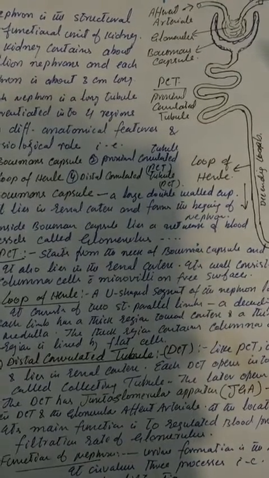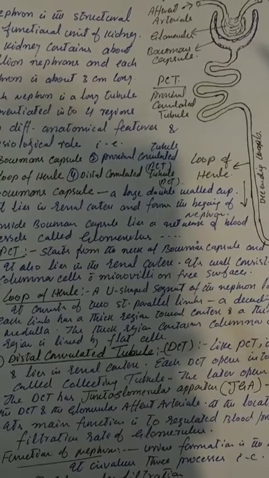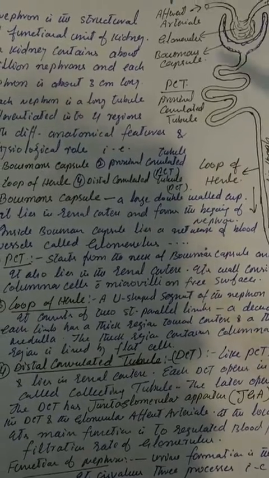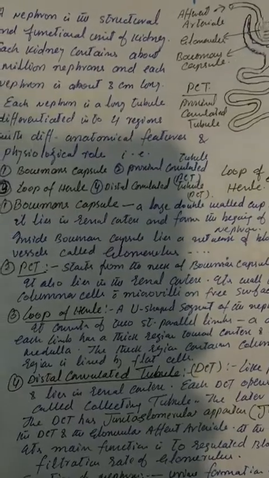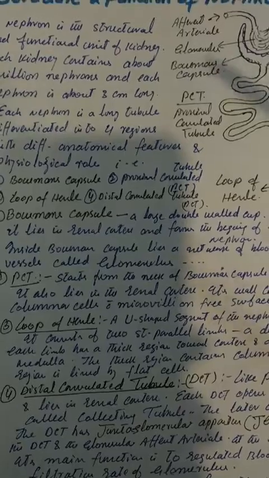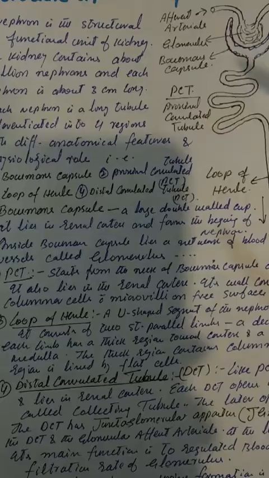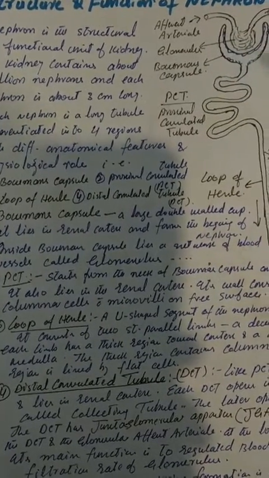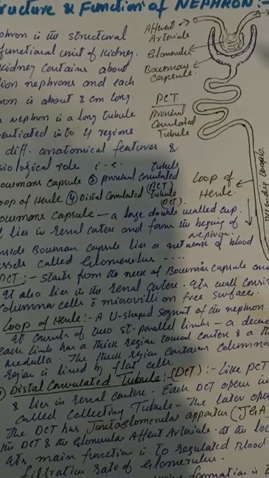My today's topic is related to the excretory system. And today we will discuss the structure and function of the nephron. Nephron, as you know, is the structural and functional unit of the kidney. Each kidney contains about 1 million nephrons, and each nephron is about 3 centimeters long.